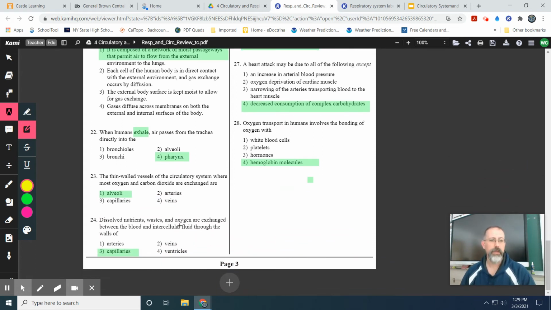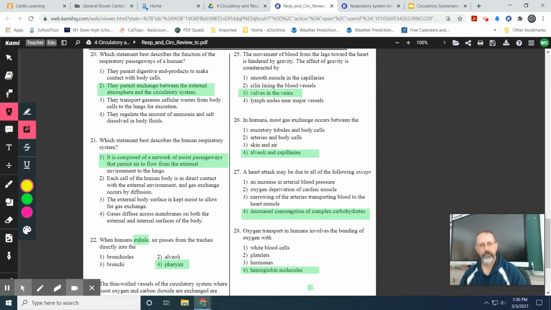Okay. 23, thin-walled vessels, circulatory system where most oxygen and carbon dioxide are exchanged. The thinnest of the thin walls, literally like a cell thick, alveoli. 24, dissolved nutrients, waste, and oxygen are exchanged between the blood and intercellular fluid by way of the capillaries. Again, they go to like every single cell in your body. There's a capillary next door to it. And so that's where the exchange is going to occur across those real thin barriers.